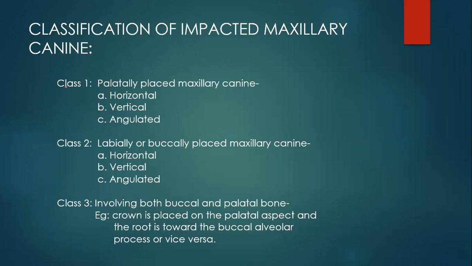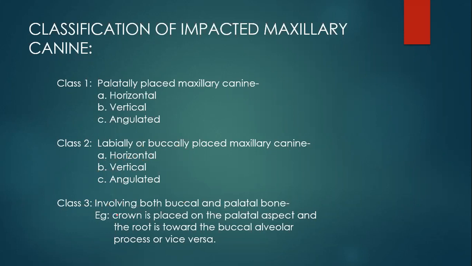So what is it saying? In class 1, the maxillary canines are basically palatally placed. It can be either horizontal, vertical, or angulated. In angulated, it can be either mesioangular or distoangular. However, in class 2, the canines can be either labially or buccally placed. They can be either labially impacted or buccally impacted, and they can be horizontal, vertical, or angulated in position.